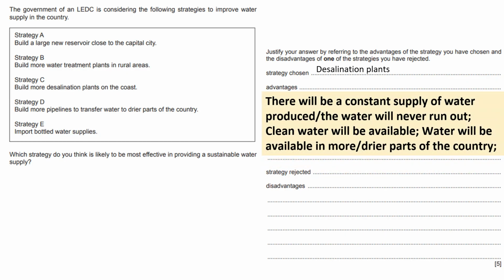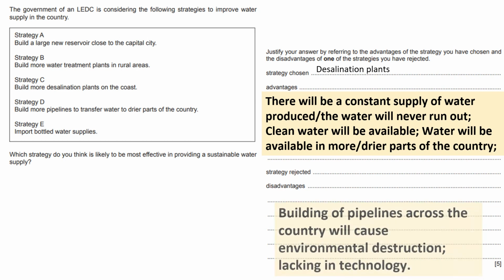Desalination plant. Obviously, there will be constant water supply that will be produced, and the water will not dry out, obviously, and water will be available. For any of the strategies you pick, water will be available. So water will be available in drier parts of the country, if you pick strategy D.